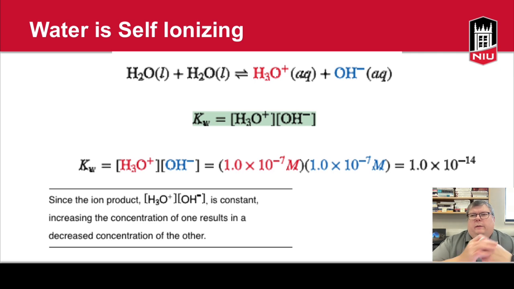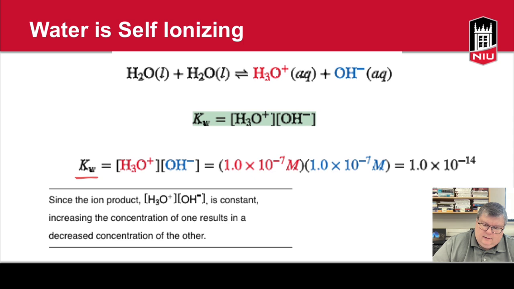Now water, we talked about, can actually react with itself. It's what is called self-ionizing. So water reacts with itself. H2O plus H2O forms H3O+ and OH-. Now it does so in such a fashion that we get an equilibrium constant Kw. This is equal to H3O+ times OH-. And this is a constant.